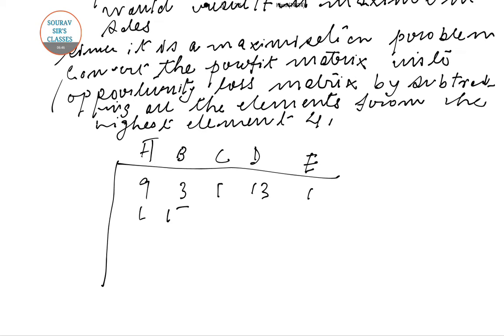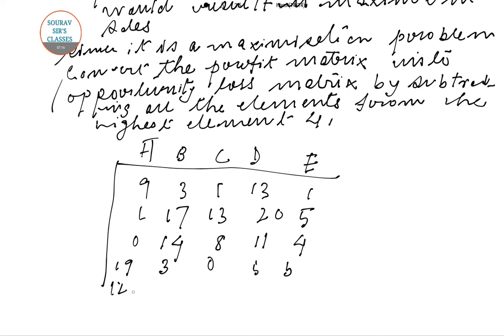Now 1, 17, 13, 25, 0, 14, 4, 19, 3, 0, 5, 5, and then you have 12, 8, 1, 6 and 2. Now go ahead.